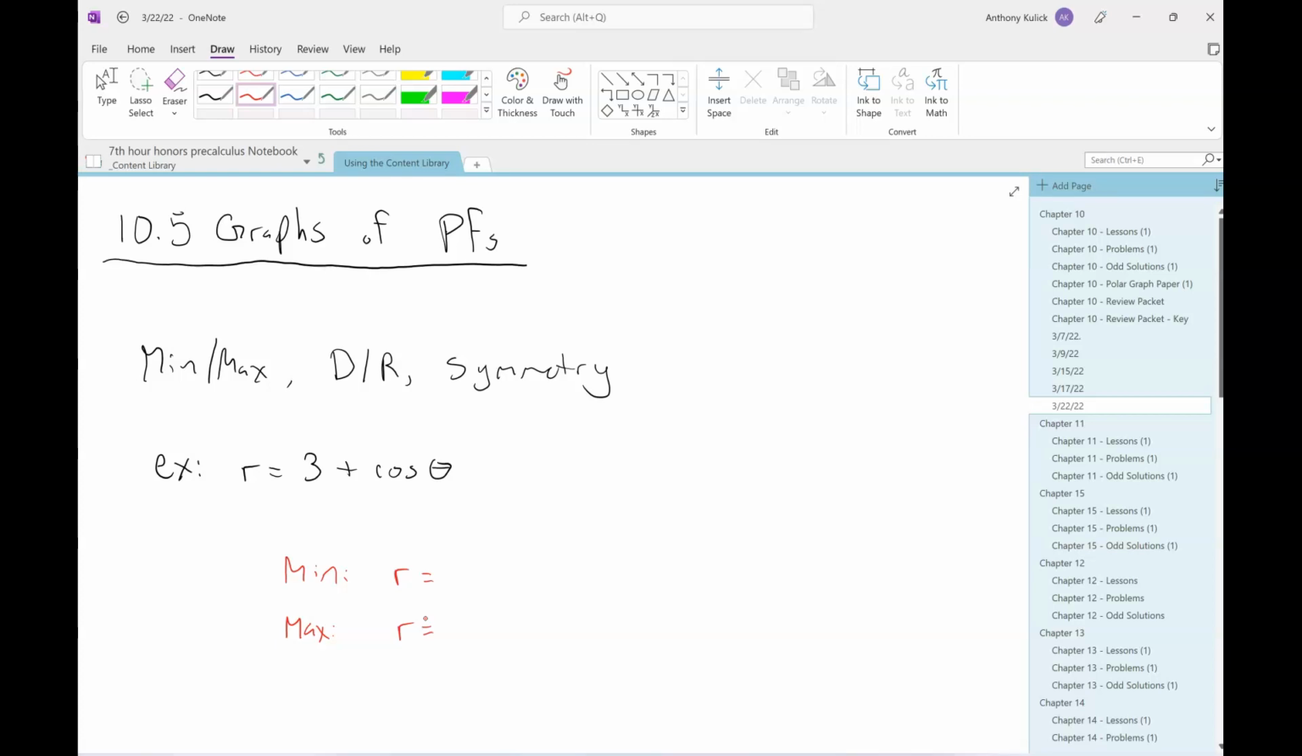If I look at my polar function, r is equal to 3 plus cosine theta, so the minimum for r is just going to happen wherever the minimum for cosine happens, right? And the maximum for r is going to happen wherever the maximum for cosine happens. Everybody agree with that? So who can remember the range of values for cosine?